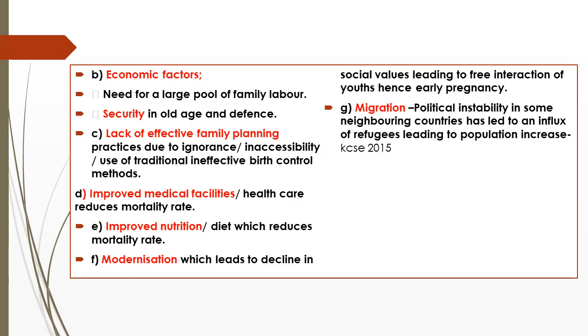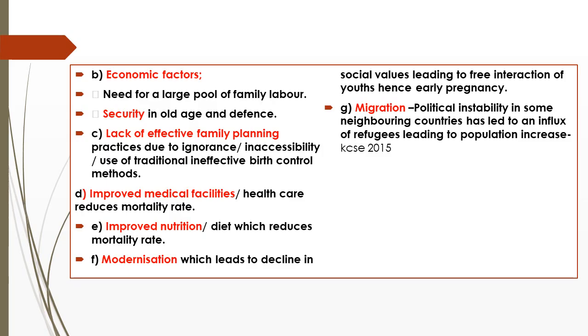Number three, because number C is where most people are ignorant. They totally do not know how to plan for families, or they use the traditional family planning methods, and that one is of course not effective. And that one means that there is a spike in the number of children that are born.